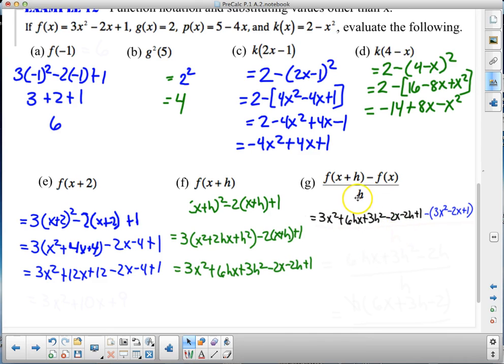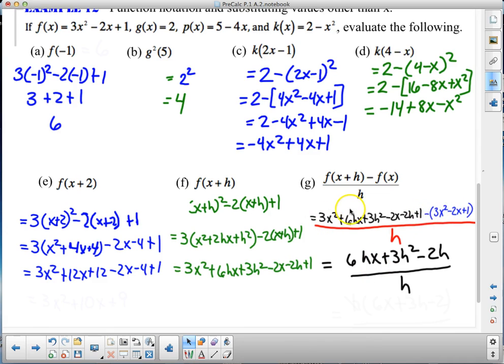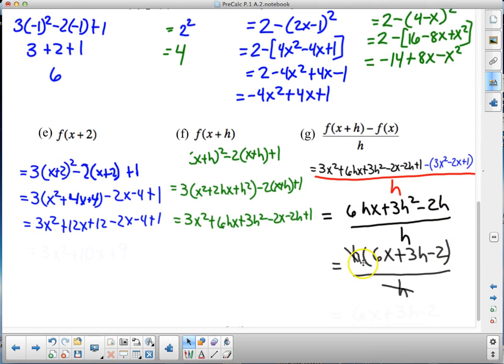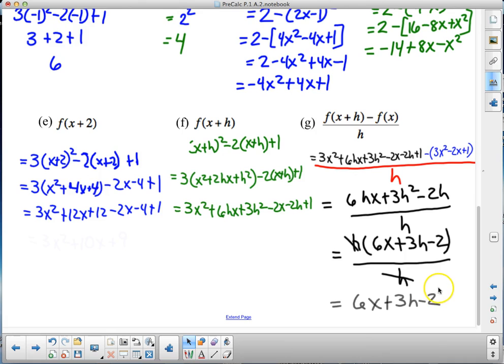And then I've got this all over h. So now I just evaluate. So I've got 6hx, and that's negative 3x squared, knocks each other out. 6hx I start out with. I got negative 2x here, so that's plus 2x, so that's going to be gone. And I've got this minus 1, that'll be gone too, so that I end up with 6hx plus 3h squared minus 2h all over h. Well, I can factor an h out, so I'm going to. So now I've got 6x plus 3h minus 2 on top, and that's my final solution.